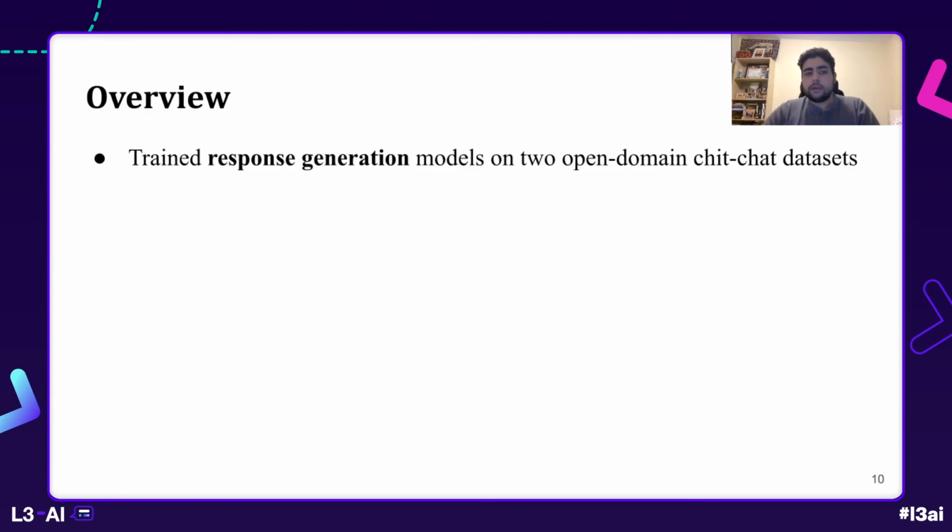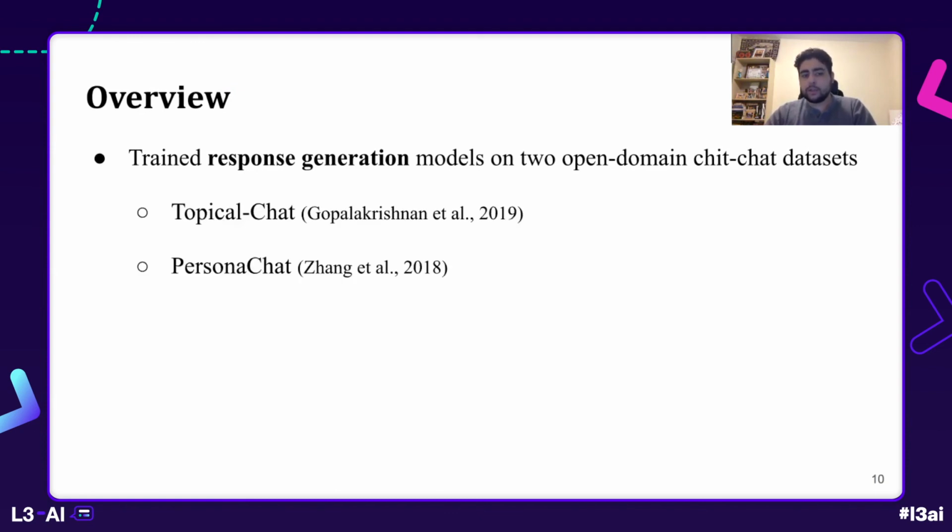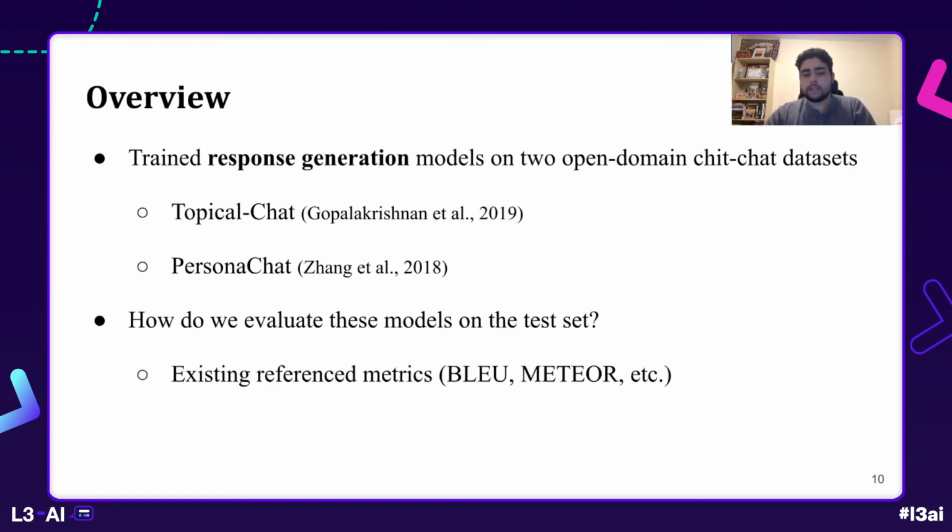Essentially what we did here was we trained response generation models on two open domain chit-chat datasets, the Topical-Chat dataset and the PersonaChat dataset. Once we have these models, the question that we're trying to answer here is, how do we best evaluate these models on the test set? Of course, we can use existing reference metrics, but then we also present a novel reference-free metric, which is USR.